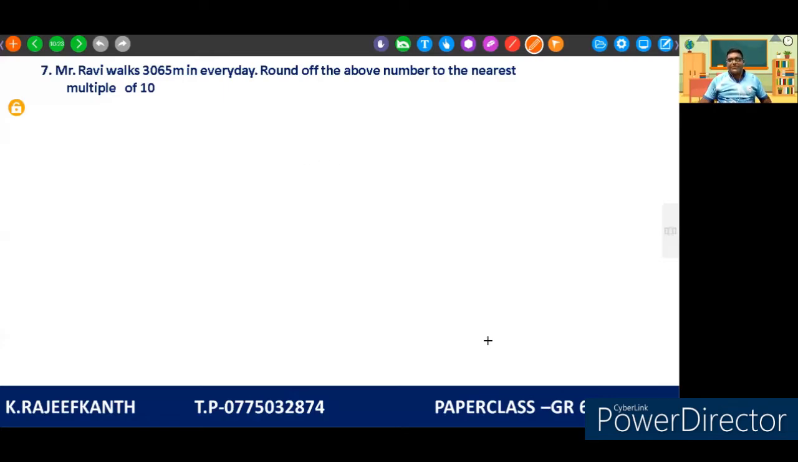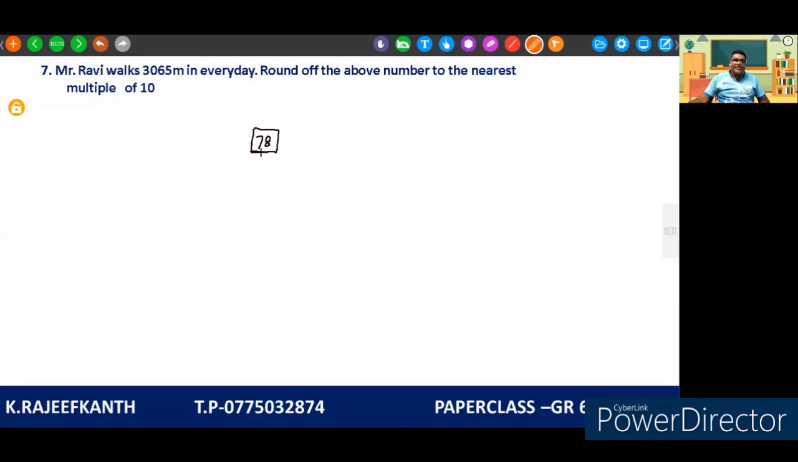Here Ravi walks 3065 meters every day. So we have to round that number. We have to round that 3065 to the nearest multiple of 10. Here this is 3065. So what is rounding off? How to round off a number to the nearest multiple of 10? Here if there is a number 78, if you want to round this 78 to the nearest multiple of 10, we know the multiples of 10 are 10, 20, 30, 40.